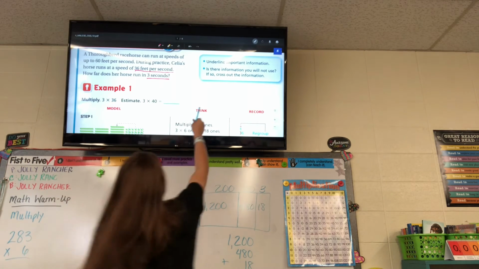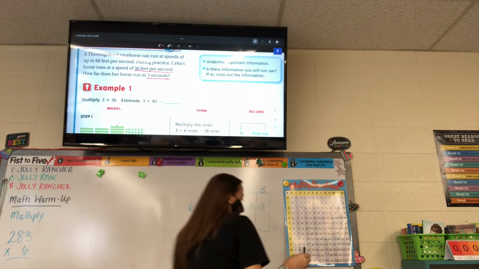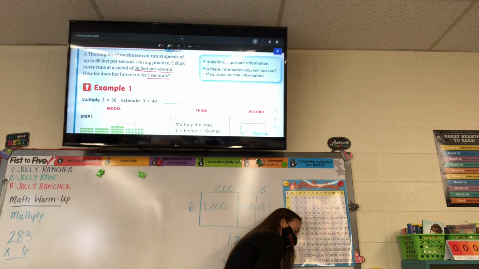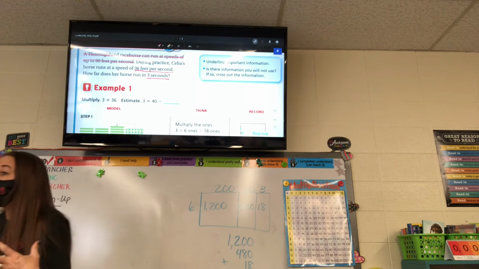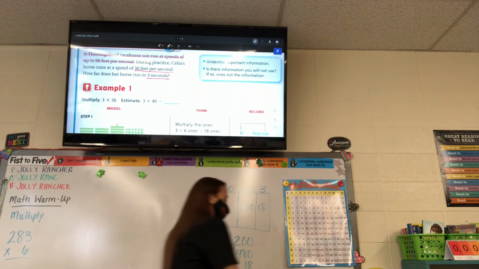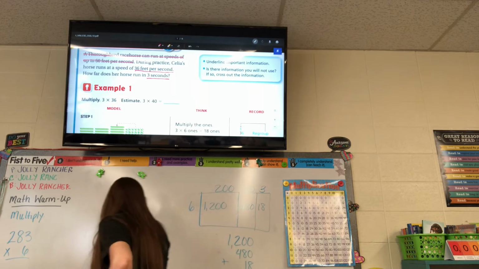Okay, so it says, cross out the information that you will not use. We are not going to use this information that a thoroughbred racehorse can run at speeds of up to 60 feet per second. That's pretty cool, but we don't need it to solve this problem. All right, here we go.